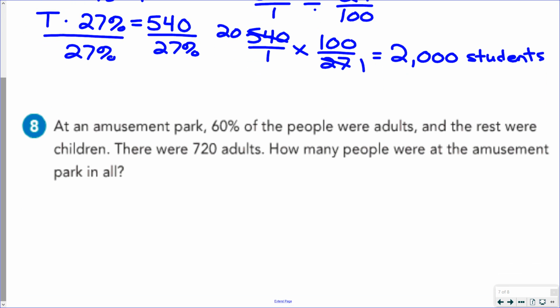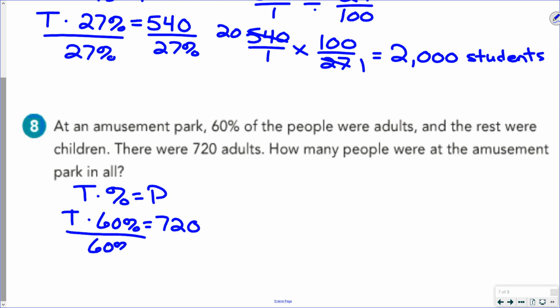Scroll down a little bit here for number 8. At an amusement park, 60% of the people were adults and the rest were children. There were 720 adults. How many people were at the amusement park? So 60% is our percentage. Since there were 720 adults, that's just part of the population because there's also the children. And so we're finding our total once again. So divide both sides by 60%.